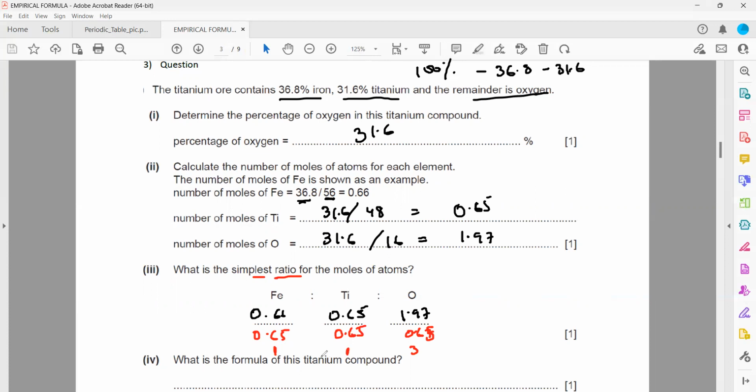So what is the formula of this compound of titanium? It contains one iron atom, one titanium atom, and three oxygen atoms. That's how we worked out the empirical formula of this compound. So first we divide by atomic mass, then we take the simplest ratio in whole numbers, and we get the final answer.